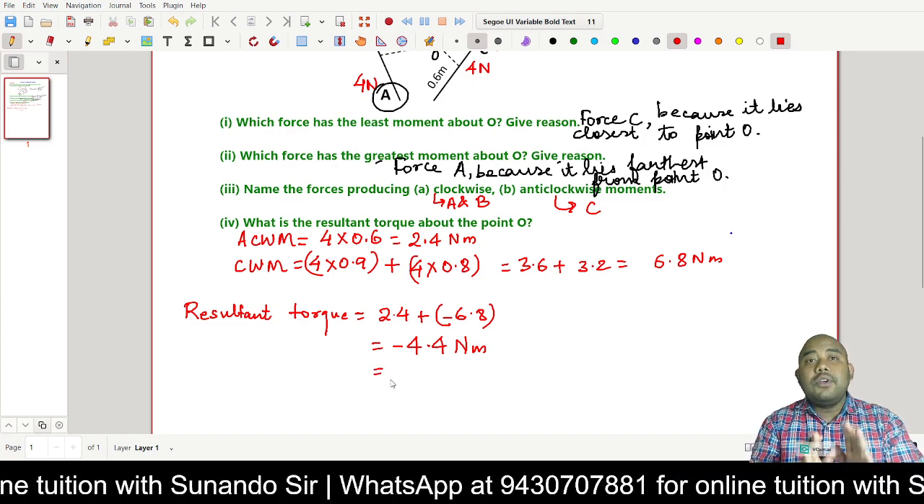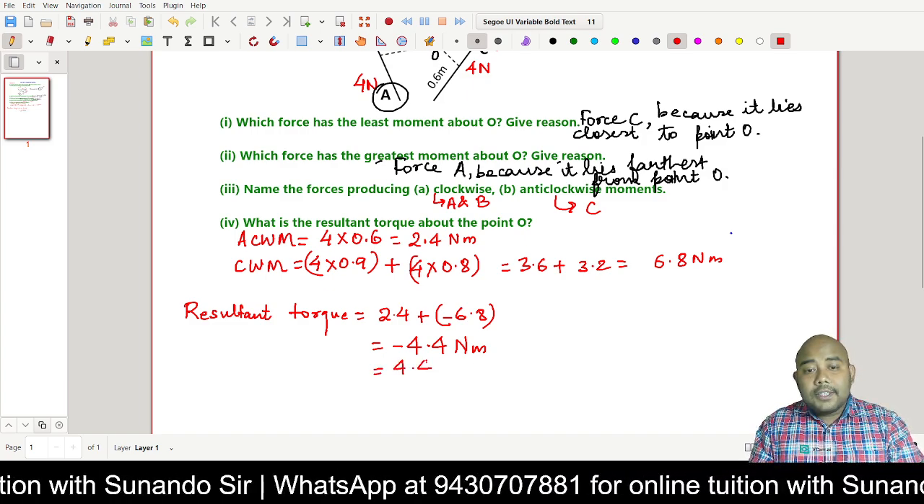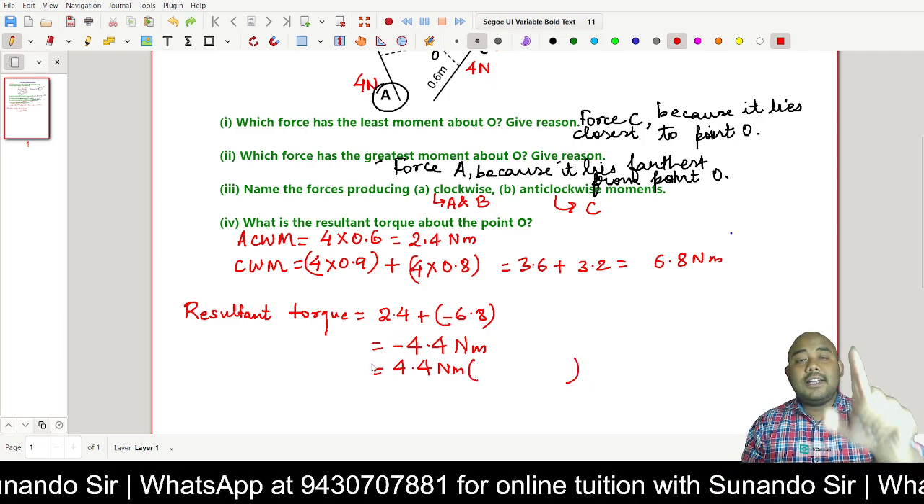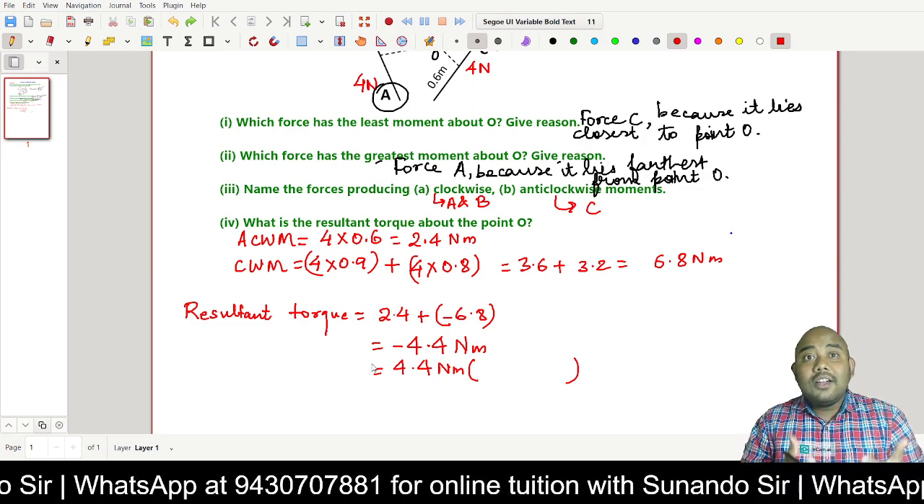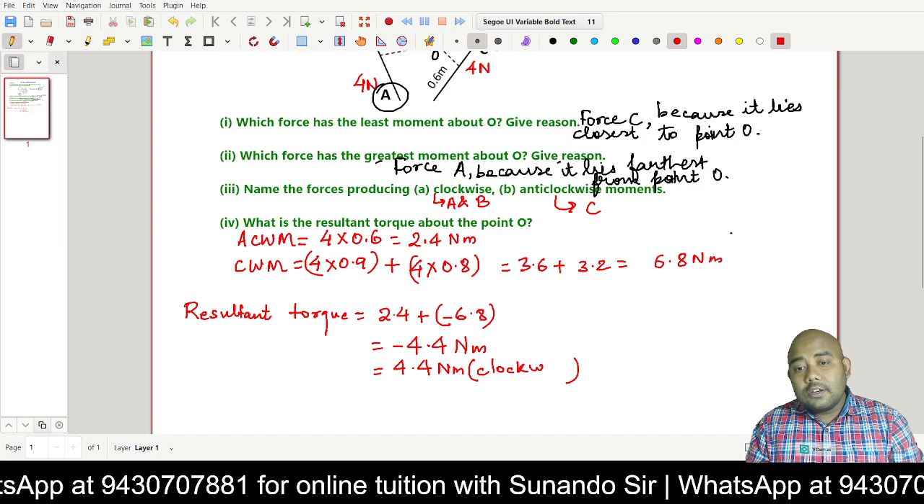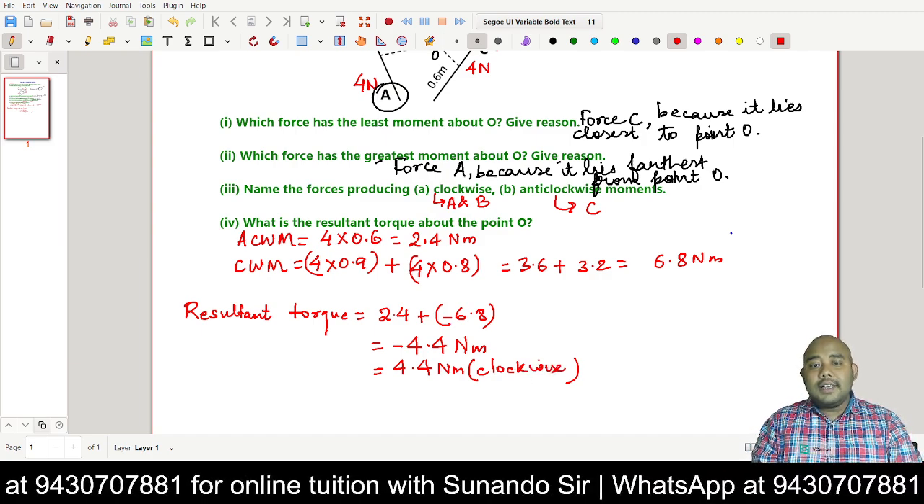And in the next step, you remove the minus sign, just write 4.4 Newton meter, and in bracket you write the meaning of the minus sign. That is important. Minus means clockwise moment. So it's 4.4 Newton meter clockwise. This is the answer of this question.